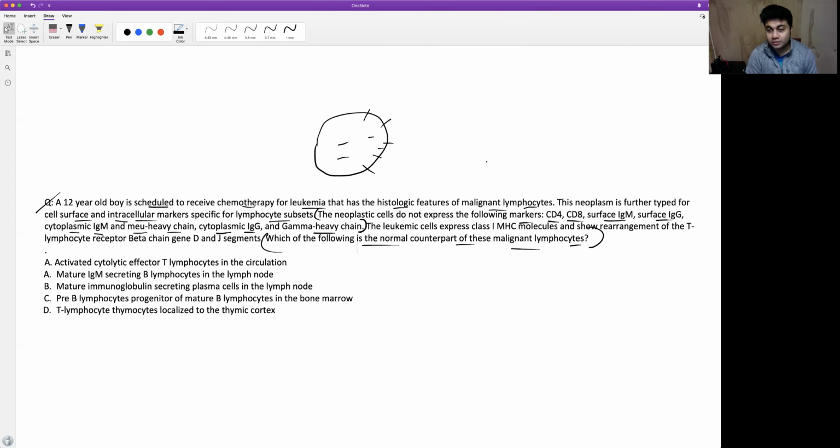So you know that this is not a helper T cell, this is not a cytotoxic T cell, all right? But you are very sure that it is not a B lymphocyte. So in the broad sense, this is not a B lymphocyte. It is a T lymphocyte, all right? But it doesn't have CD4 or CD8.